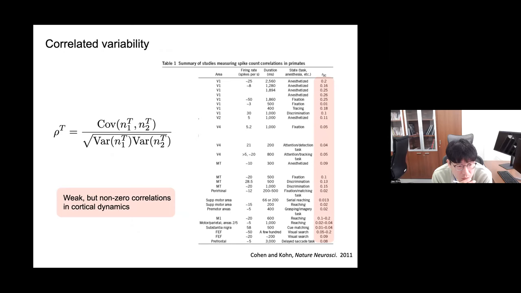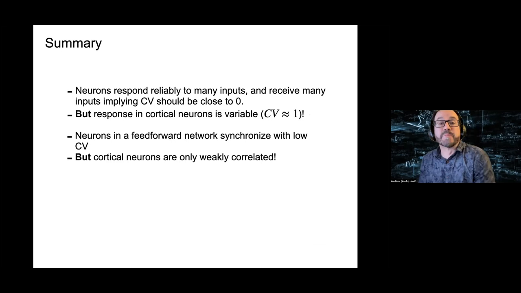So neurons respond reliably to many inputs and receive many inputs, implying CV should be close to zero. That's kind of the first part we talked about here. But if you look at the responses in cortical neurons, the response is very variable. The CV is about one. And neurons in a feedforward network synchronize with low CV. So if you take a feedforward network in the way that we talked about before, you get a very low CV and you get very synchronous activity. But again, cortical neurons do nothing of the type. Cortical neurons are very irregular in their firing, and cortical networks are very asynchronous.